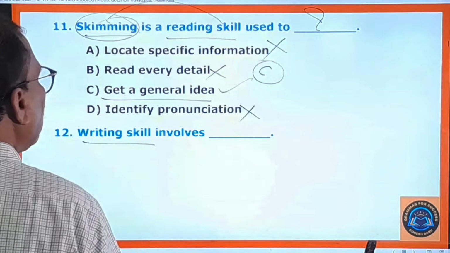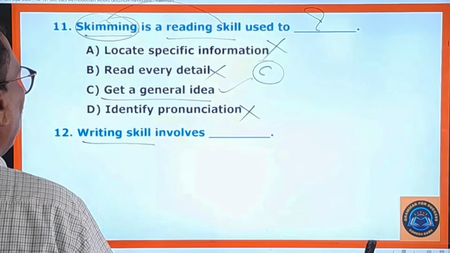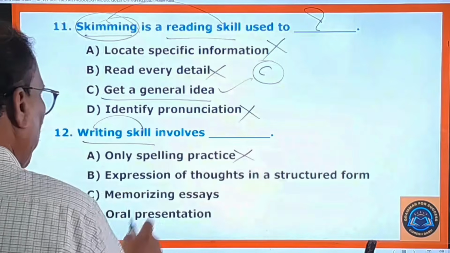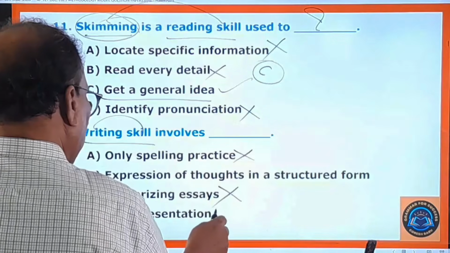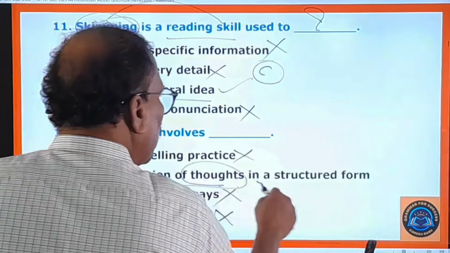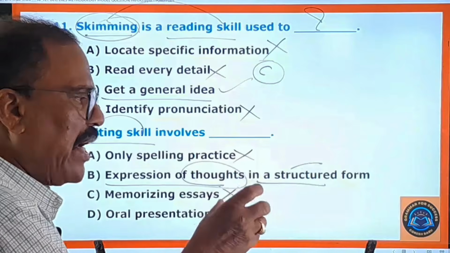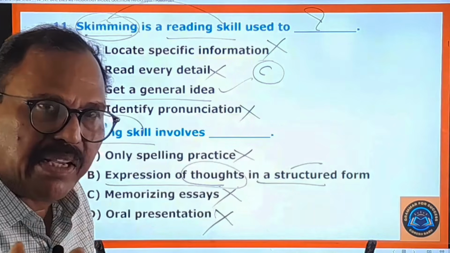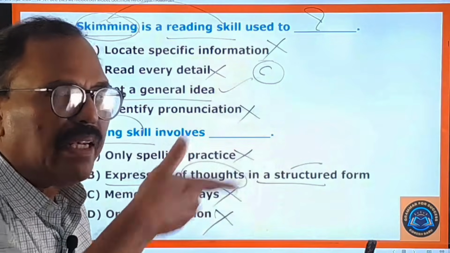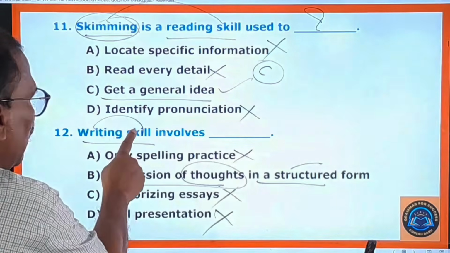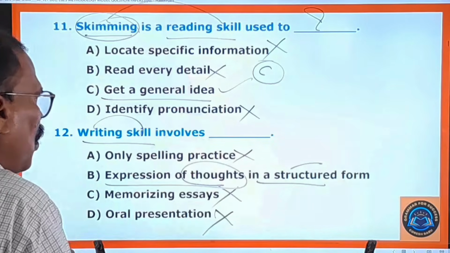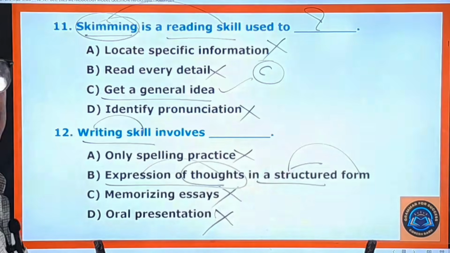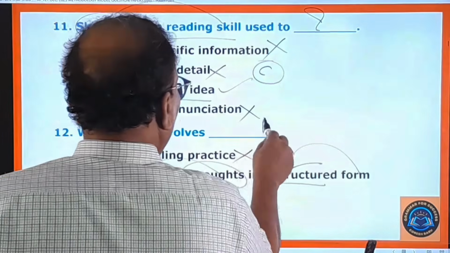Writing skill involves... What does this writing skill involve? Only spelling practice? No. Memorizing essays? No. Oral presentation? No. But expression of thoughts in a structured form. So when you keep writing something, you can express your thoughts in a systematic way, in a logical way, in a coherent way and all that. So writing skill involves or improves only the expression of thought in a structured form, means in a systematic way. Right. And therefore, B is your answer.